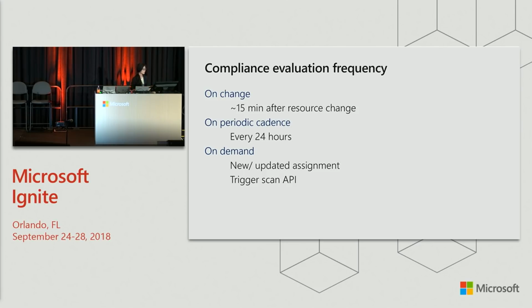Lastly, we have a private preview of the trigger scan API, also some people know as the on-demand scan API, so that if you want to trigger the compliance on your scope, like a subscription or a resource group, you can call the API to actually have that fully triggered.